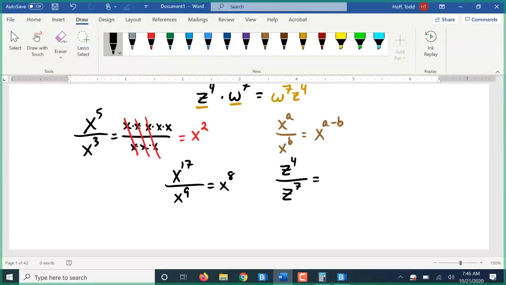Here's where you have to be very careful about the order of your exponents. Those both have the same base of z, so we can combine them. It's going to be z, but it's z to the 4th divided by z to the 7th. So it's 4 minus 7, which is actually a negative 3. We'll talk in a little bit about what that negative exponent means.